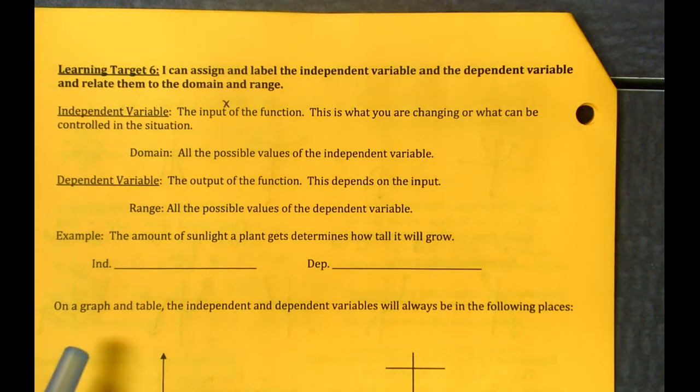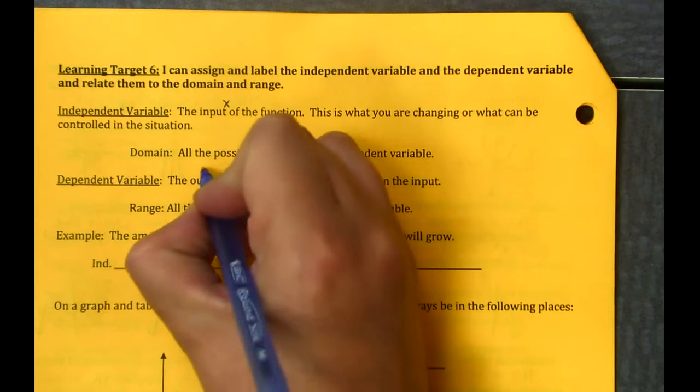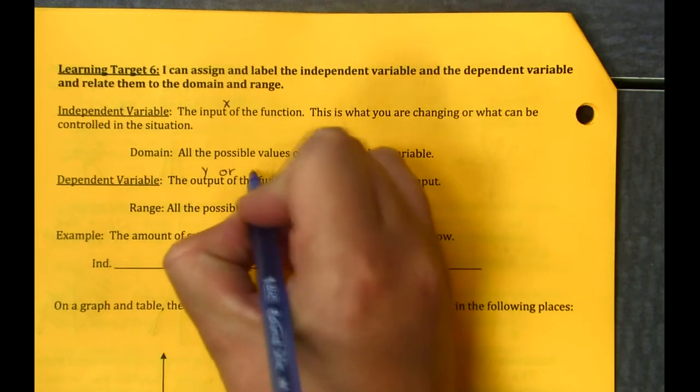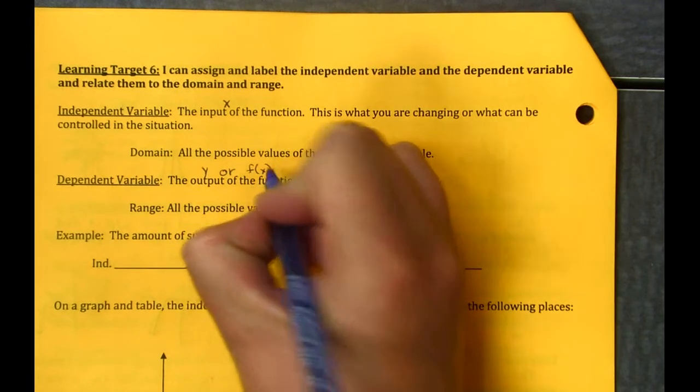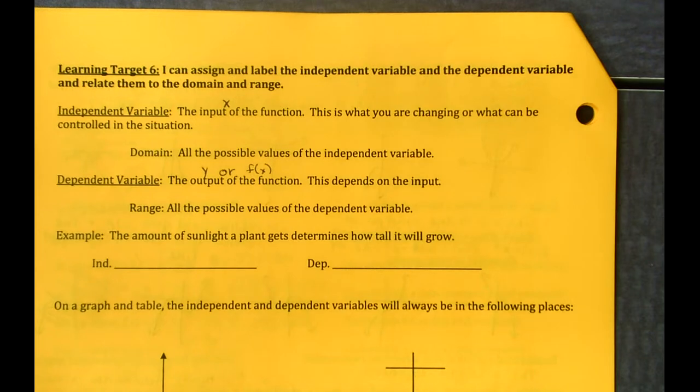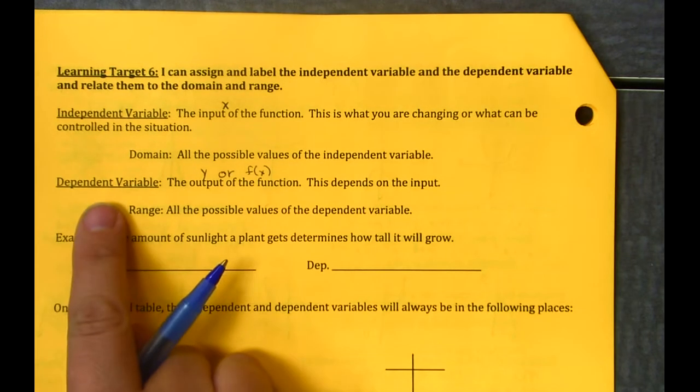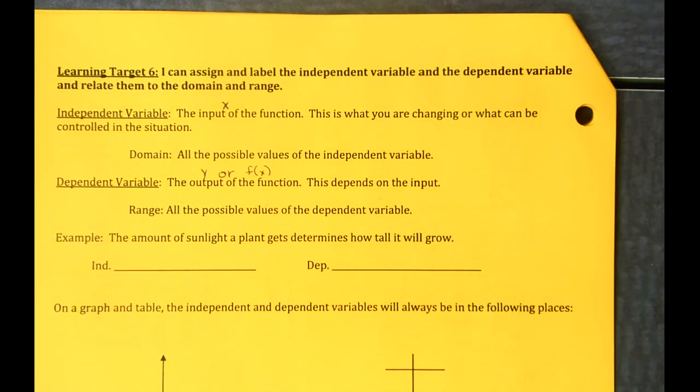The dependent variable is the output of the function. That's like y, or if we're thinking of function notation, it would be like f of x. And this depends on what the input is, because what you get out depends on what you put in. That's why it's called the dependent variable, because it's what you're putting in that changes it. It depends on what you put in. And then the range is all the possible values of the dependent variable, all the possible things that you could get out.